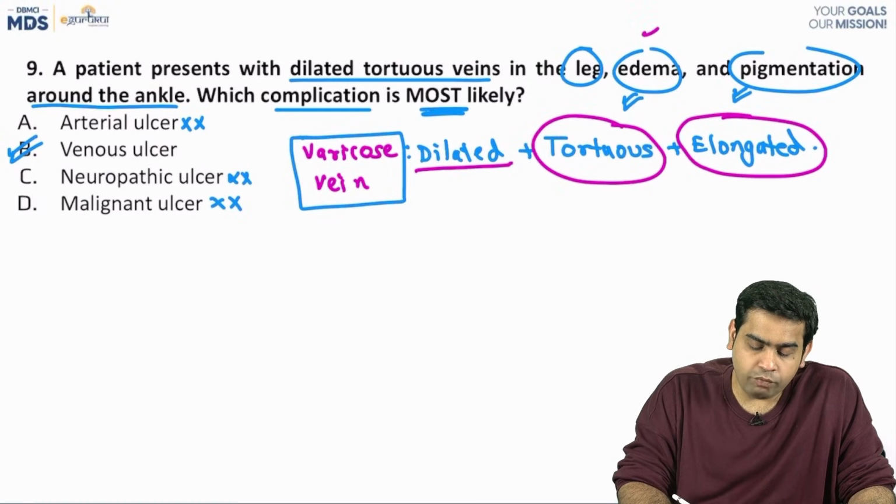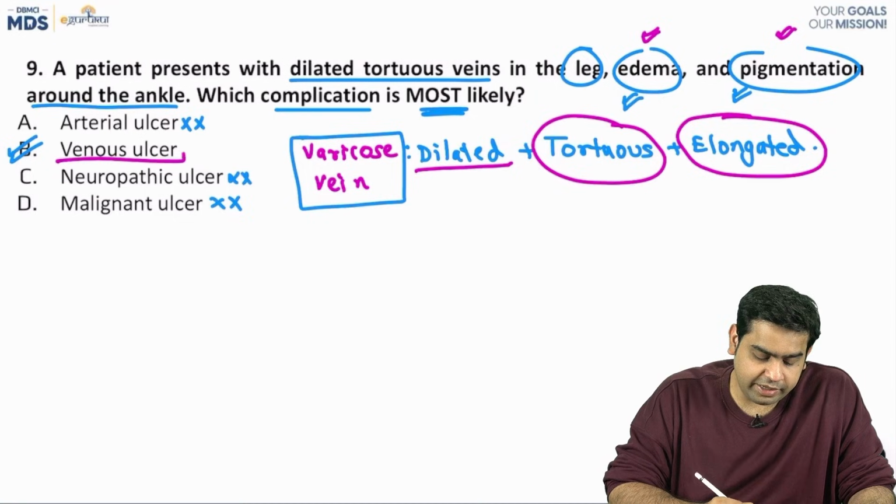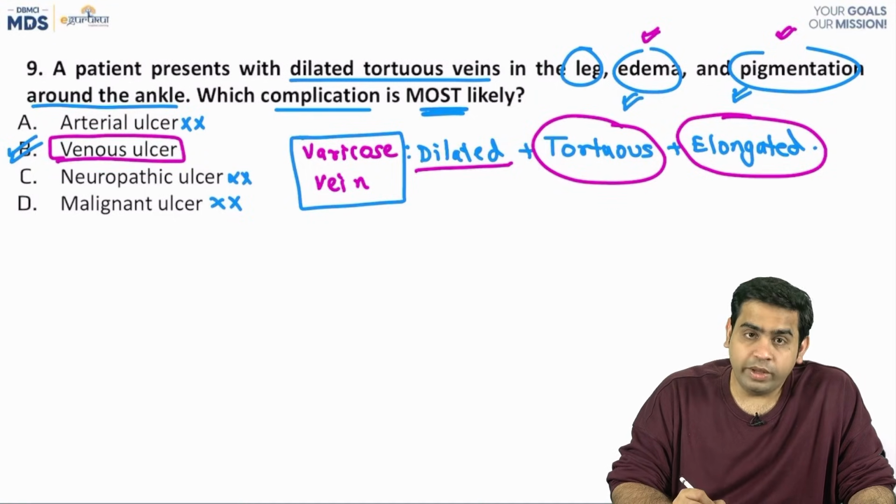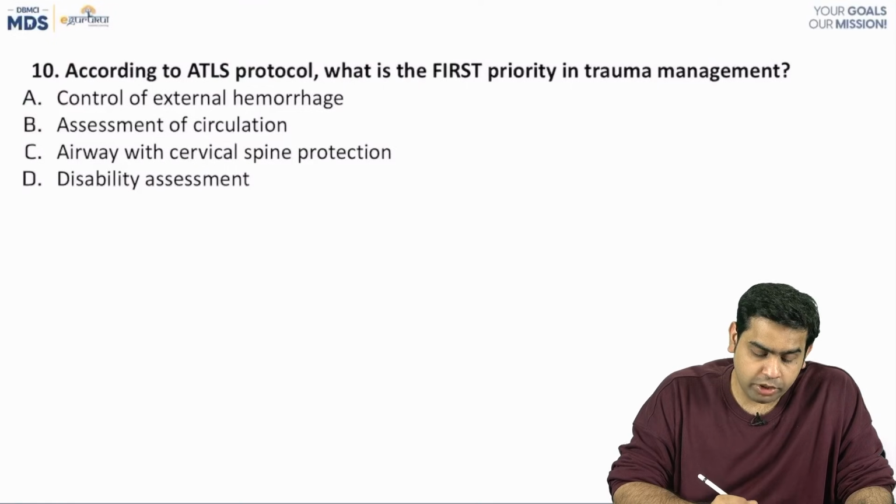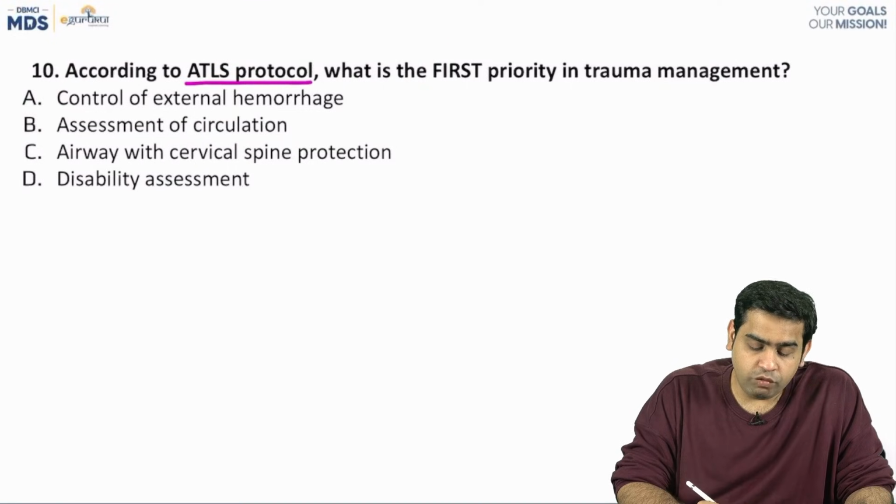And obviously, along with the skin changes like the edema and the hyperpigmentation, it is at a higher risk of suffering from a venous ulcer. Understood? Perfect. Now, according to the ATLS protocol, what is the first priority in the trauma management?